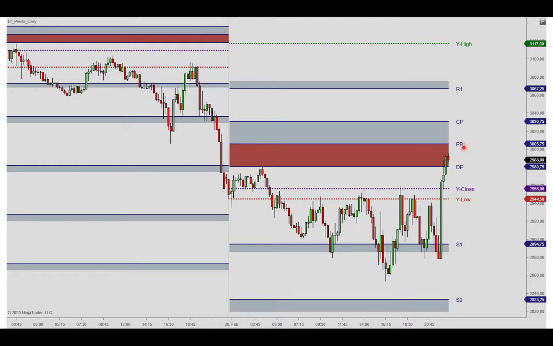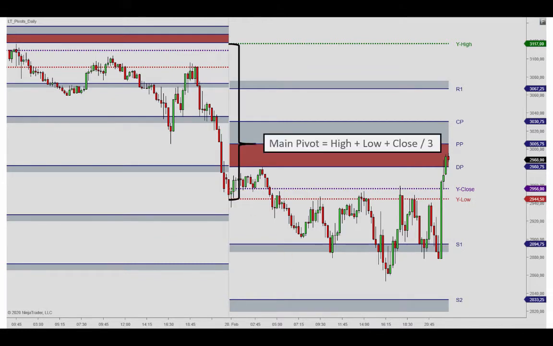So the main pivot, the PP here, is found by adding yesterday's high, yesterday's low, and yesterday's close together and dividing it by 3. That is then this value here, the main pivot. And with a few additional formulas accounting for the volatility of last session, you then find support and resistance levels above and below the main pivot. I'm not going to go into the exact formulas here. You can look that up if you're interested. The main takeaway is that the prior trading range is the basis for these levels.